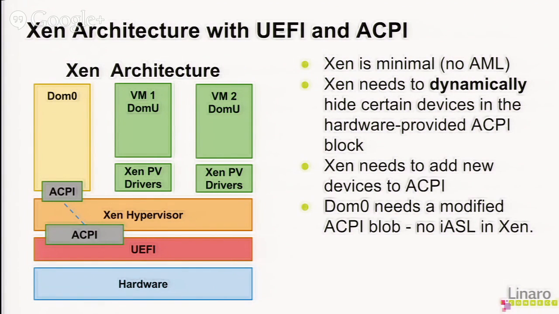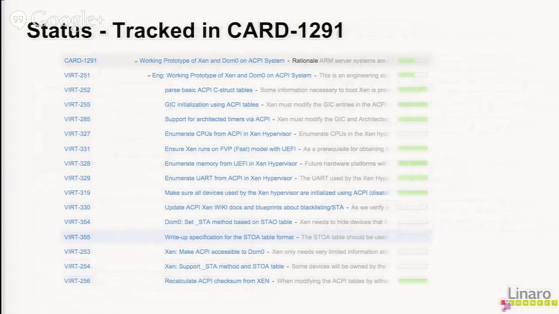So it's also special on ARM compared to x86 because there are certain assumptions you can't make. You can't assume that the serial port is just there, or other things like that. So that was the initial problem we've been trying to look at and worked quite a way through. So Linaro is working on this problem, and the work is being tracked in card 1291, and we're trying to update the blueprint so you can follow along as we go.